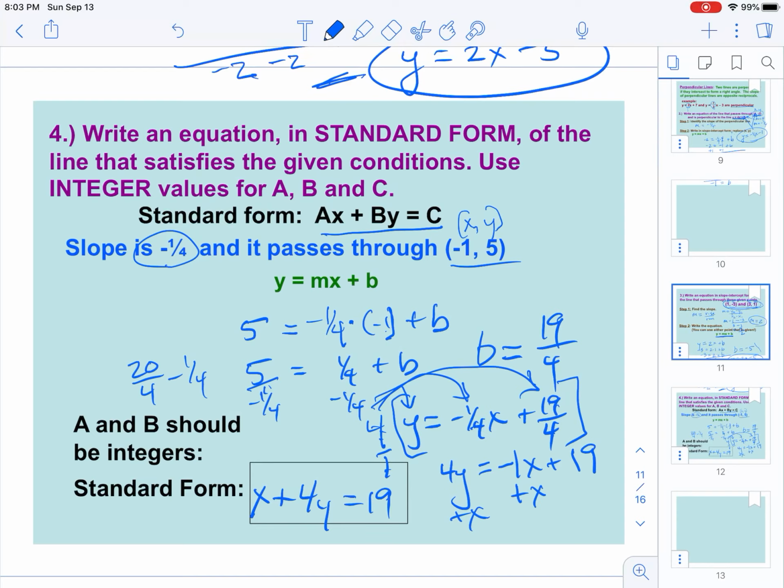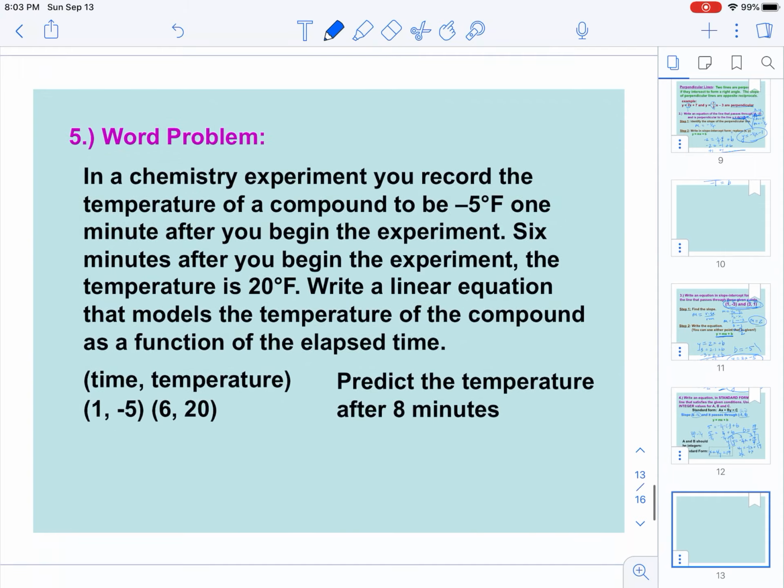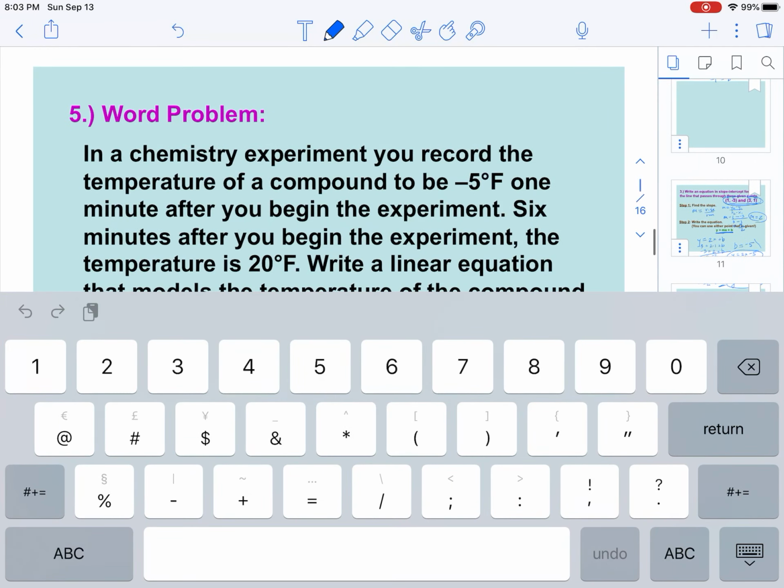So that is kind of a little messy, especially because we have those fractions in them. They kind of get messy. So that's an example I wanted you to look at.